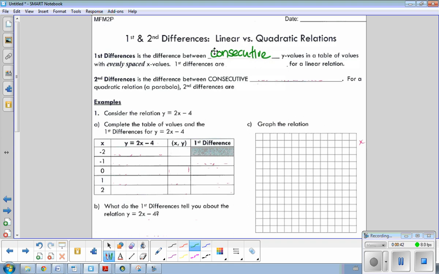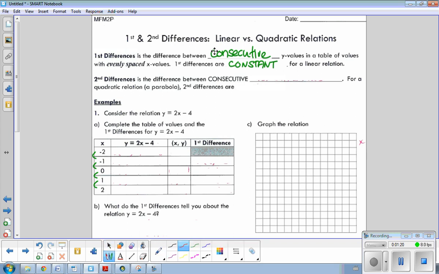So if we look at our table down here and you jump from one x value to the next, they're always going up by 1. So they have to be evenly spaced if we want to talk about first differences and second differences. For linear relationships, the consecutive y values' differences will end up being constant. What that means, and you'll see when we do this with our full table of values, is that when we calculate the difference between one y value and the next, we get the same number every time. So constant is just another way of saying the same number.